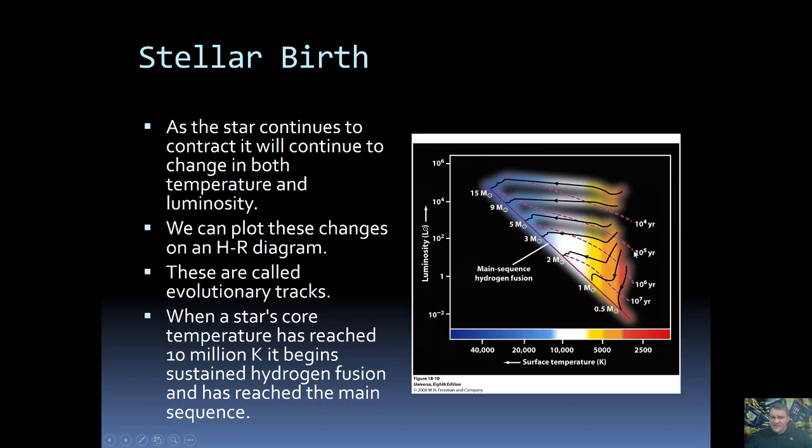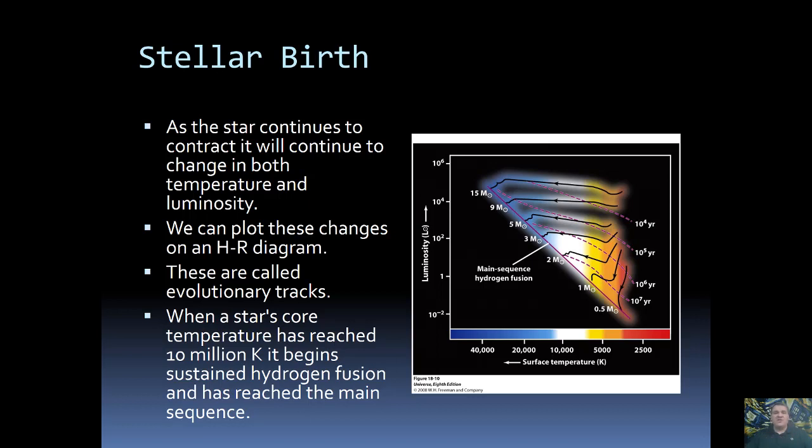Now, other ones, like this one here at 1 solar mass and at 2 solar mass, have some interesting hooks and dips and bends and stuff, but all this is showing us are changes in the luminosity and temperature as these stars are collapsing. Now, after a while, once the core of these stars have reached 10 million Kelvin, then they're able to begin hydrogen fusion. Before they begin hydrogen fusion, they are protostars. Once we have sustained ongoing hydrogen fusion in their core, they have now reached the main sequence and are now full-fledged stars.